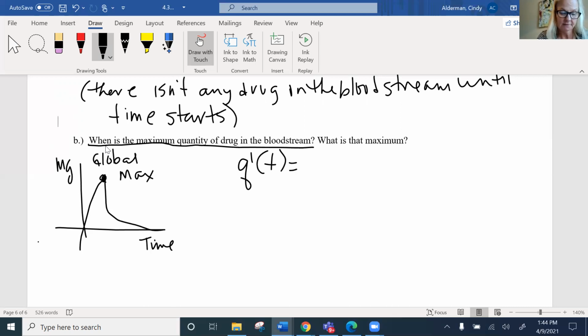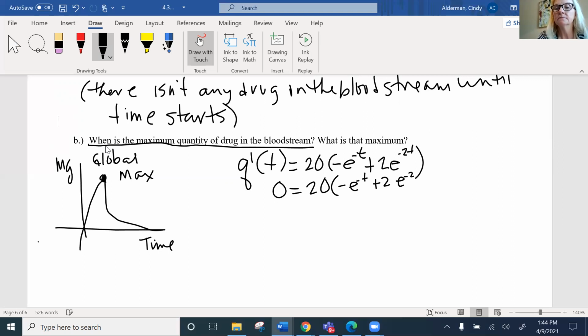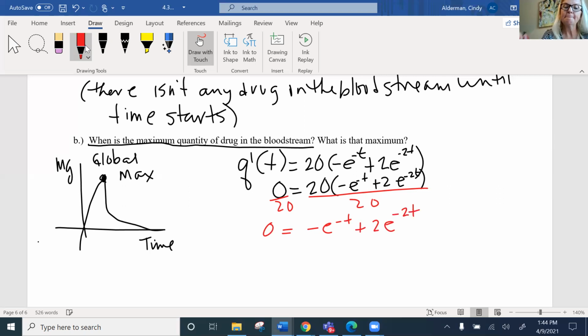So if you take the first derivative using that same rule I used on the other example, you would get negative e to the negative t power plus 2e to the negative 2t. If we set that equal to 0, then the first thing we're going to do is divide both sides by 20. Okay, then we're going to pull 1 to the other side. So I'm just going to subtract 2e to the negative 2t from both sides.